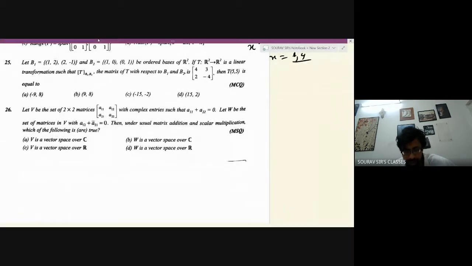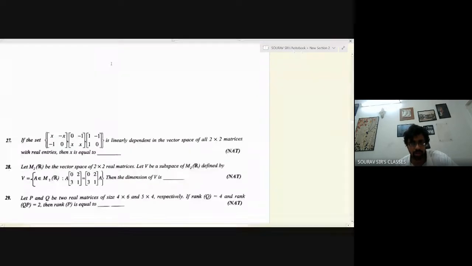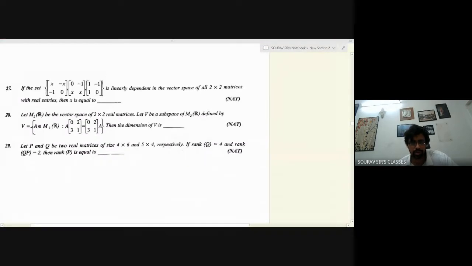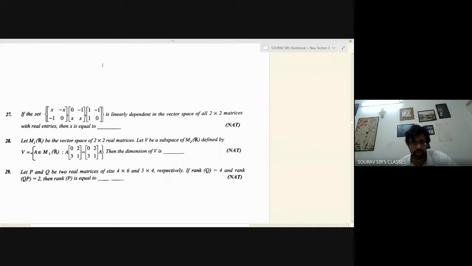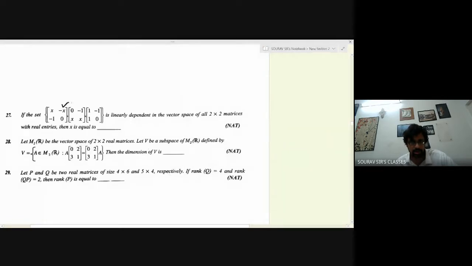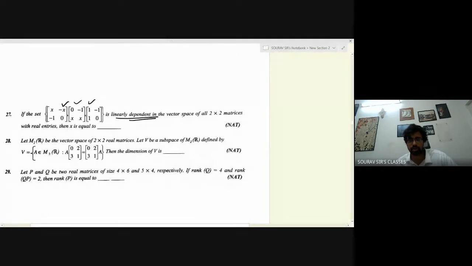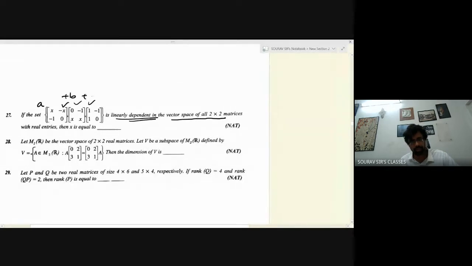Again, a linear transformation, very similar to the ones which we have done. Matrix entries, vector space, linearly independent vector of 2 cross 2 real entries. There's a shortcut for this. If the set is linearly dependent on the vector space of all 2 cross 2 matrices with real entries, then x is equal to 1. So that is A into this plus B into this plus C into this.